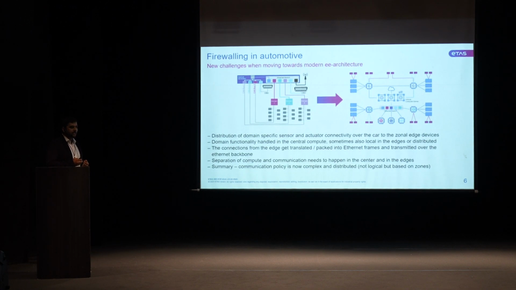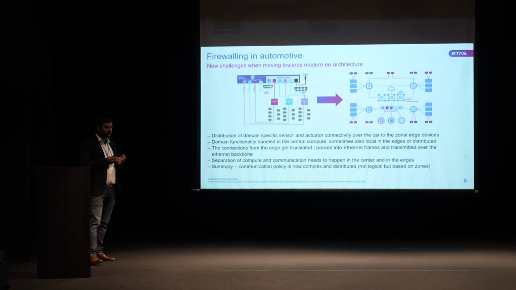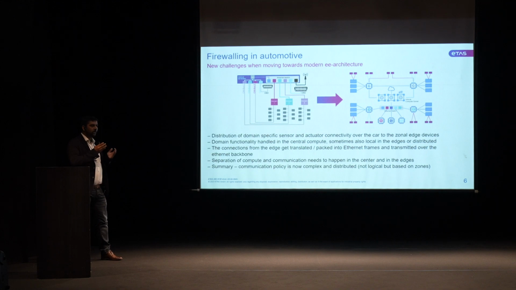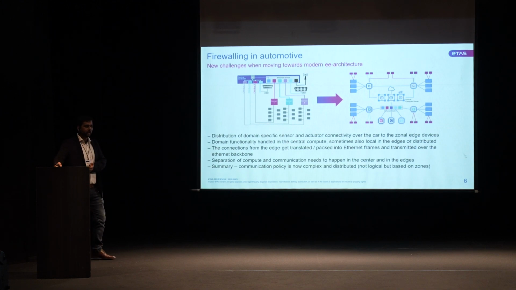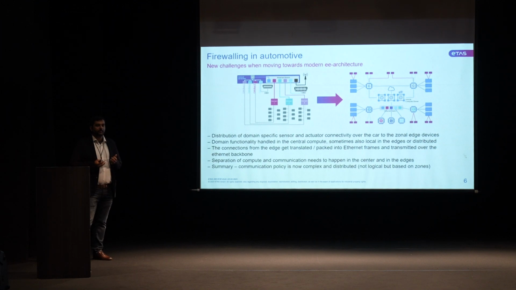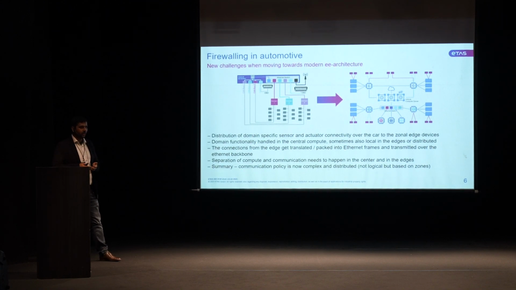So what are the key changes when you move from domain towards zonal EE architecture? What we see here is that the distribution of domain-specific sensors and actuators, and connectivity over the car, moves towards the zonal edge nodes. The domain functionality is sometimes handled in the central compute, but sometimes also happens on the edges. And then we see a lot of use cases where, from the edges, the messages are encapsulated in the Ethernet message, transported over the backbone, and then opened up again for further processing.